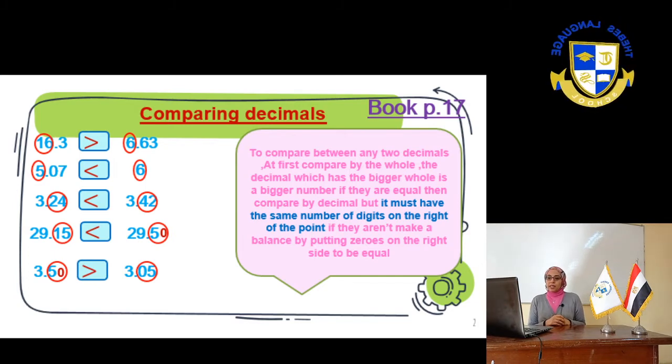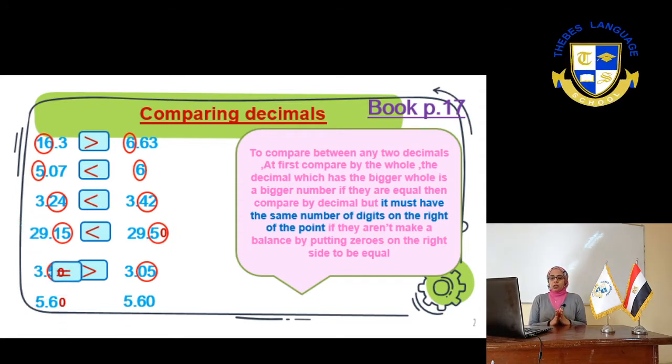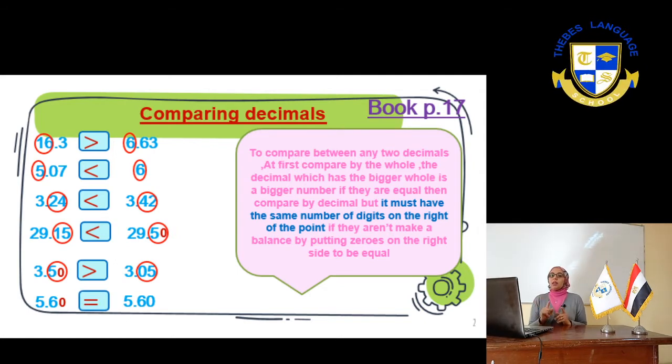5.6 and 5.60. 5 equals 5. Go to the decimal part. Here we have 6 and here we have 60. Pay attention. Make a balance at first. Don't say that 60 is bigger. Make a balance. Put 0 on the right of the 6. It will be 60 and 60. So they are equal. Be careful.